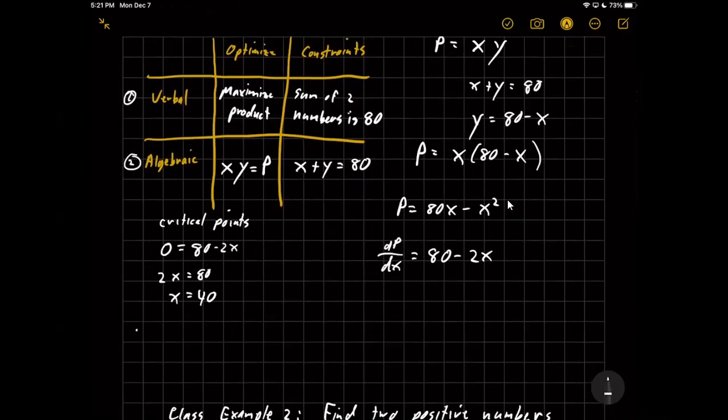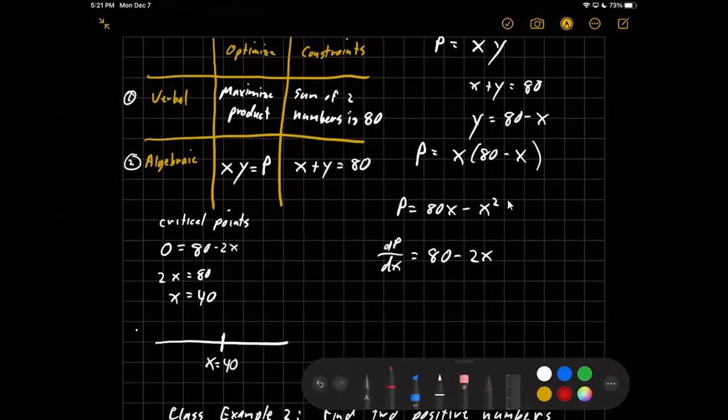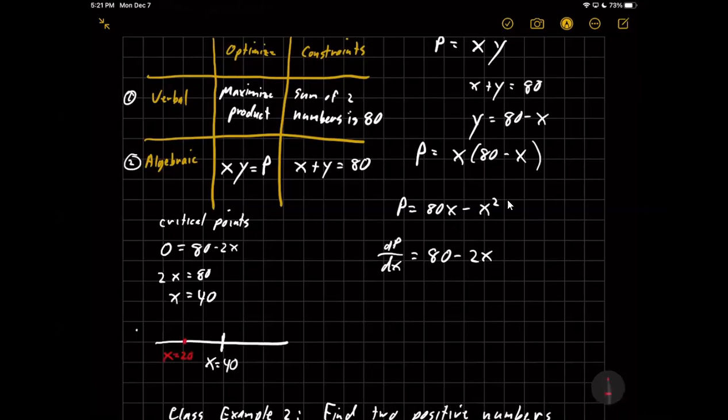Now we have to figure out if that is, in fact, going to give us a maximum. So it's very important that we do a derivative test. Let's make a number line. There is no limit on x being positive or negative. So let's put a number line right here where x equals 40, and let's test a number that would be relatively easy to use below 40, like x equals 20, and we will test a number above it, like x equals 60. Let's plug those into the derivative and find out what is true about dp/dx.